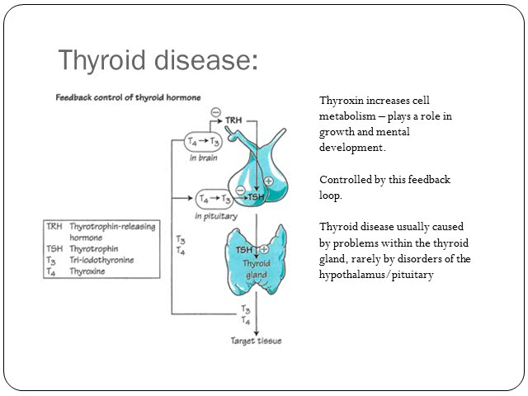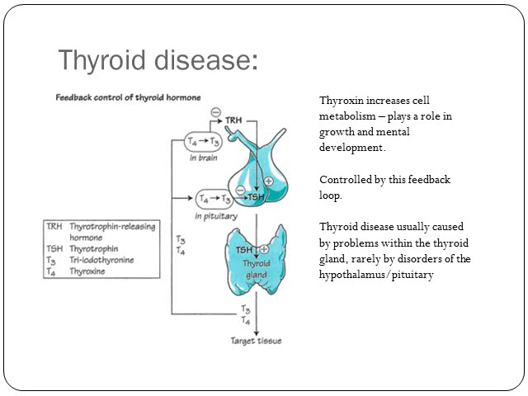So starting with thyroid disease. Thyroxine increases cell metabolism, and it's got a role in almost everything, which is why the features of thyroid disease, hyper or hypothyroid, can be so diverse. There are hundreds of symptoms, just because pretty much all cells have thyroid receptors. It plays a role in growth and mental development, so congenital hypothyroid can cause quite severe learning and mental difficulties.